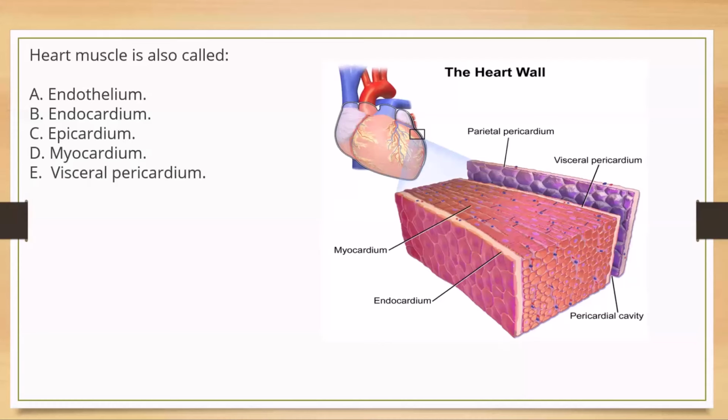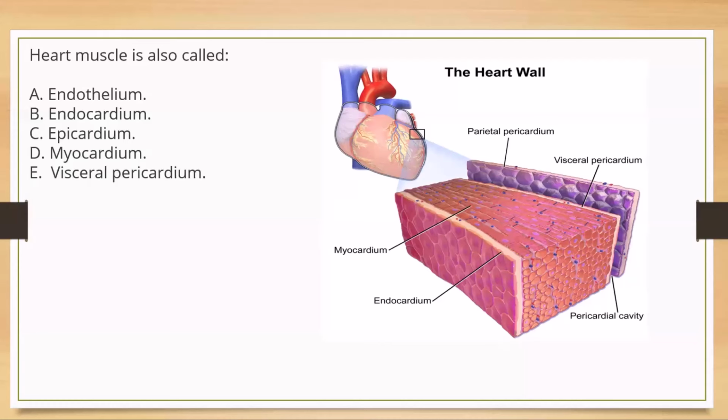Now, the function of the pericardium is that it houses some fluid that helps to reduce friction to the heart and protect it. Now, we have the middle layer called the heart muscle or the myocardium. This is the middle and the thickest layer of the heart wall. And then finally, we have the endocardium, which is the innermost layer of the heart.